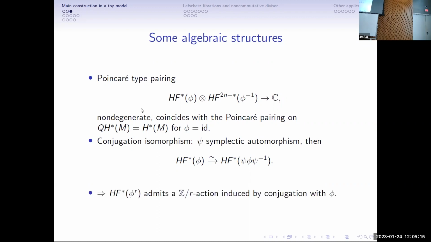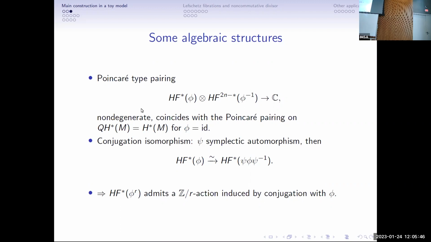In particular, if our C here is actually given by phi, and our phi here is raised to some power, this kind of conjugation actually induces the Z action. Of course, there's something to prove here. You need to prove that self-conjugation is actually given by the identity, and that's an exercise to do. Okay, so here are the algebraic structures on the Floer homology.